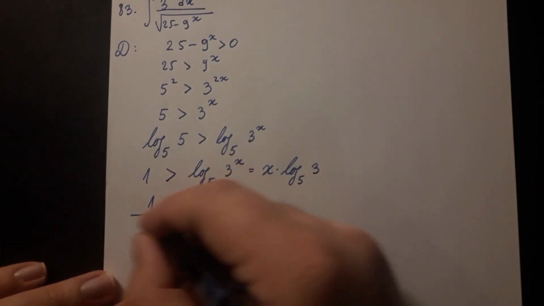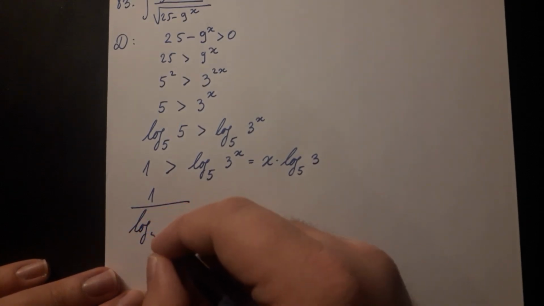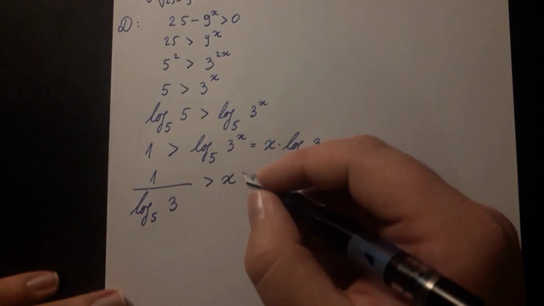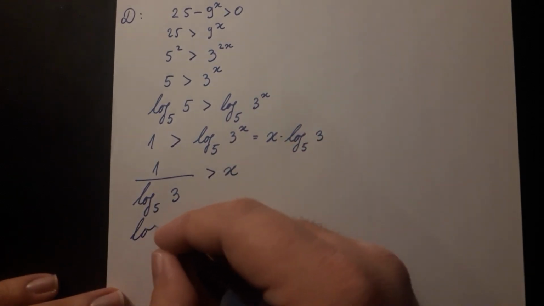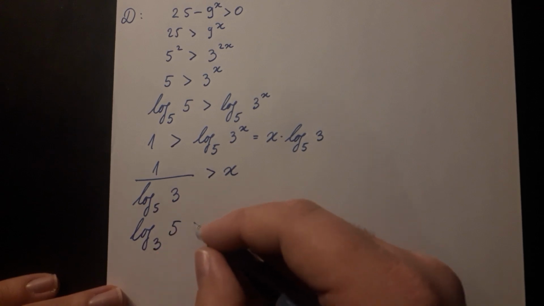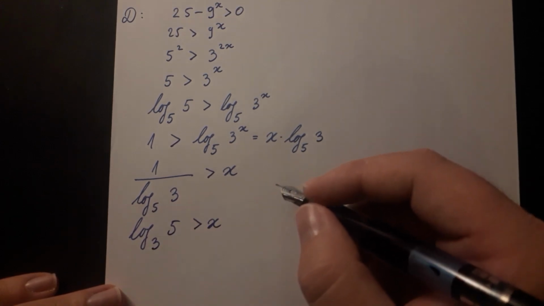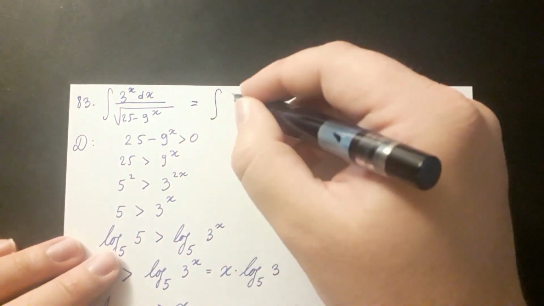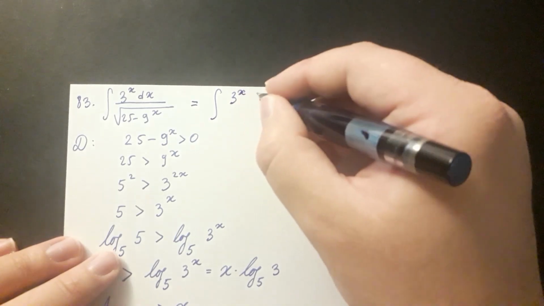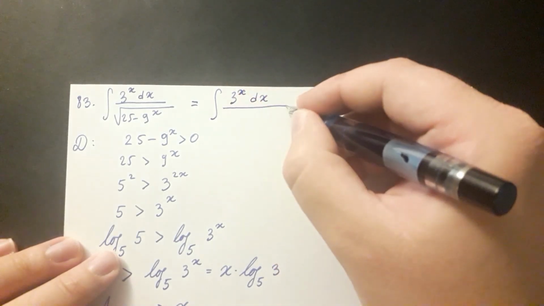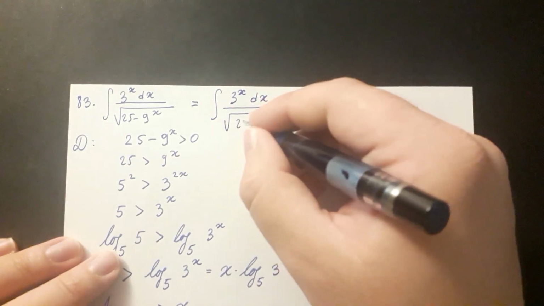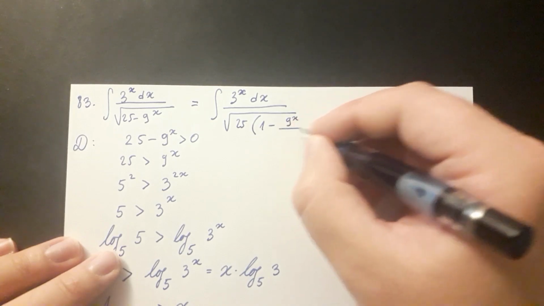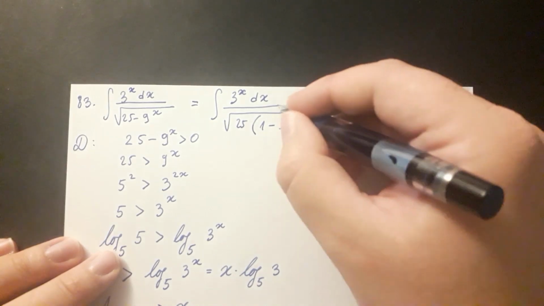Well, that means that 1 divided by log base 5 of 3 has to be strictly larger than x, and that means that log base 3 of 5 has to be larger than x. Now this integral is equal to an integral of 3 to the power x dx divided by a square root of 25, in brackets we have 1 minus 9 to the power x divided by 25.